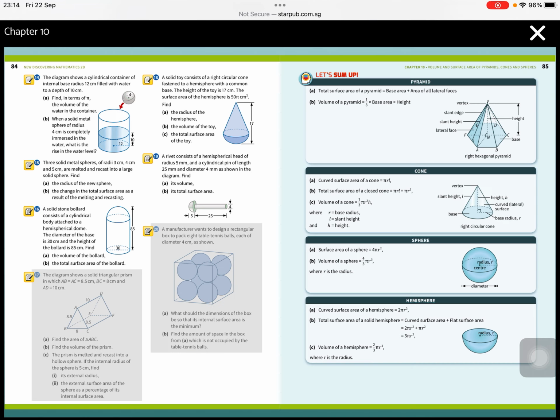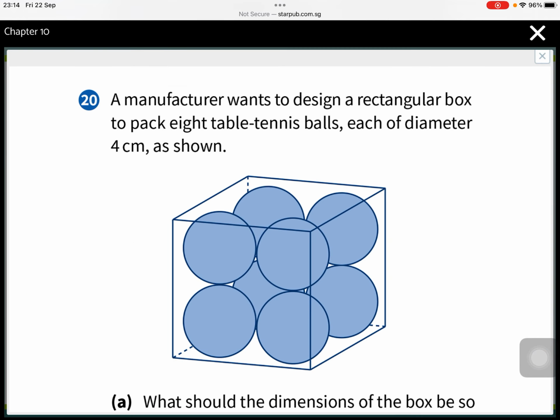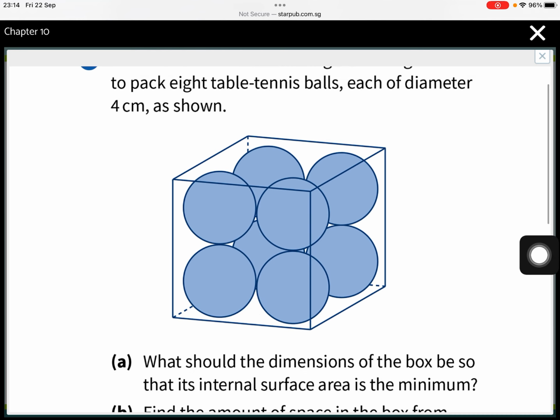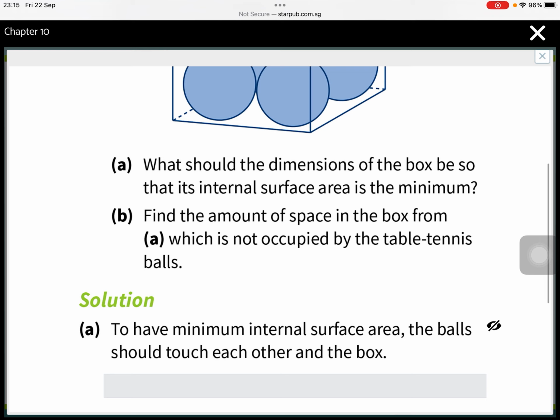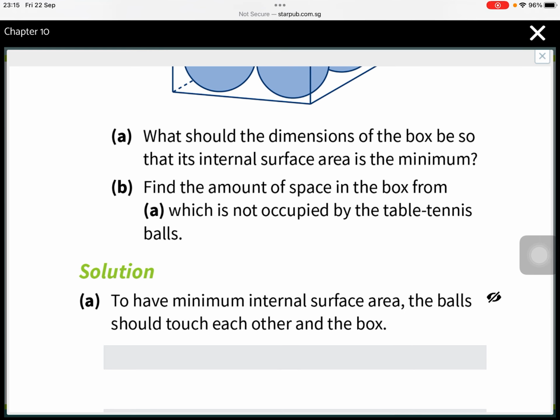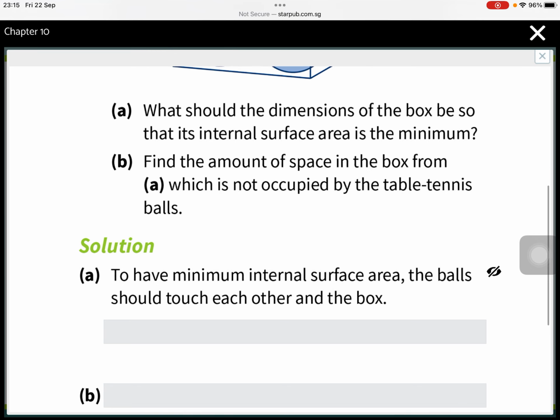So we move to the last question, question 20. A manufacturer wants to design a rectangular box to pack 8 table tennis balls, each of diameter 4 cm as shown. So over here is 4 cm. What should the dimensions of the box be so that its internal surface area is the minimum? To have minimum internal surface area, the balls should touch each other and the box.